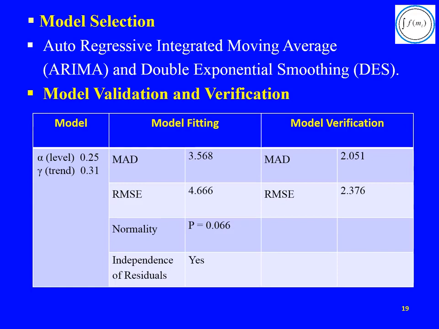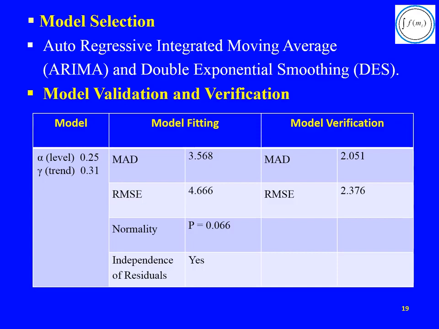You can see the normality p-value is greater than 0.05, and it also confirms the independence of the residuals. That means the errors are not correlated, errors are independent. As I said, in a stochastic model, randomness is always there, and the randomness is always associated with a probability distribution. That is normality, that is normal distribution. So here the results confirm that.